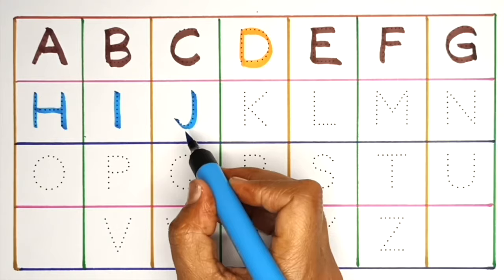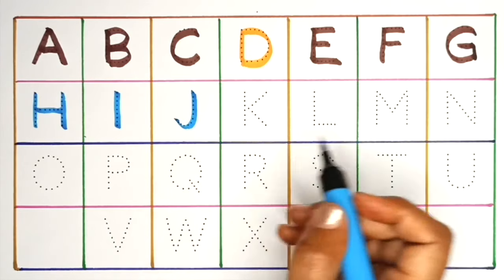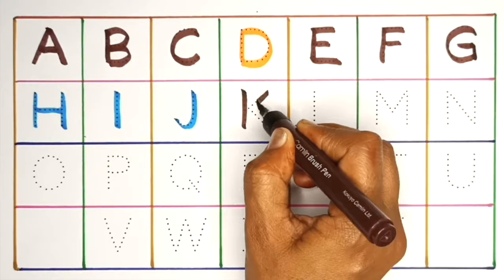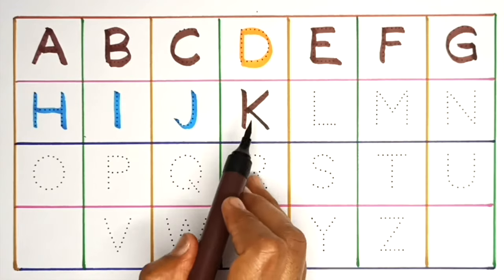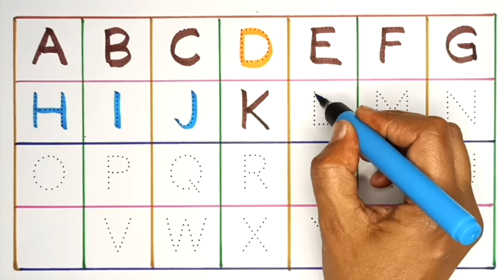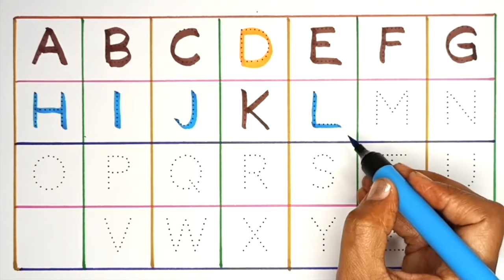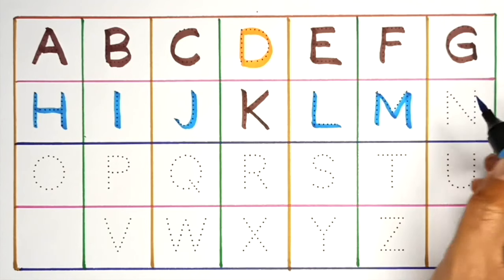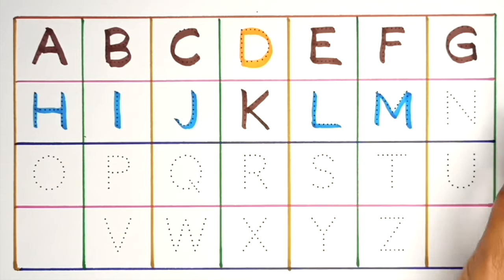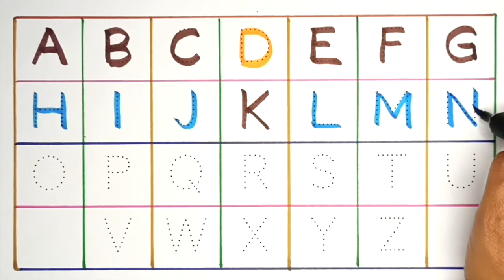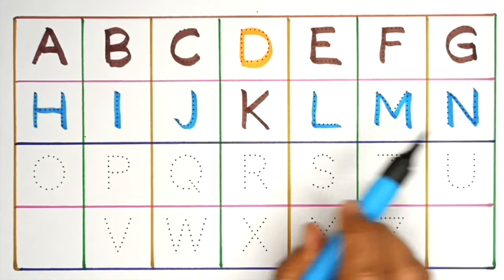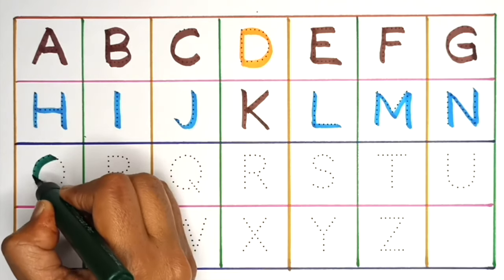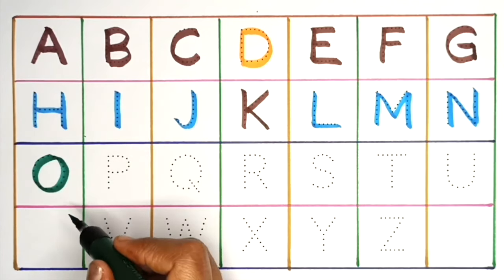J for jug. K for kite. L for lion. M for monkey. N for nest. Green color. O for orange.